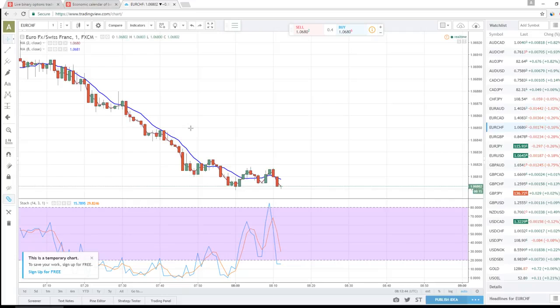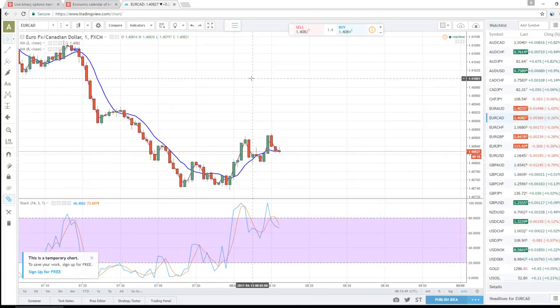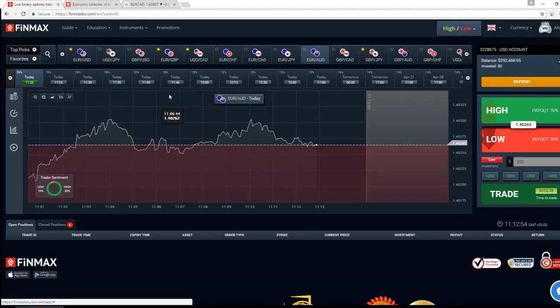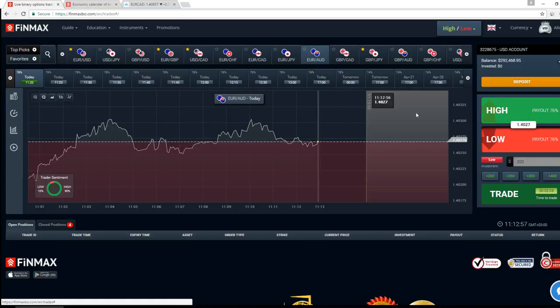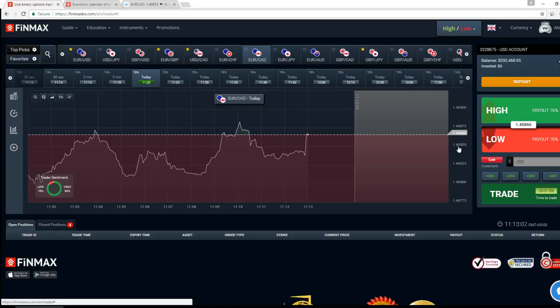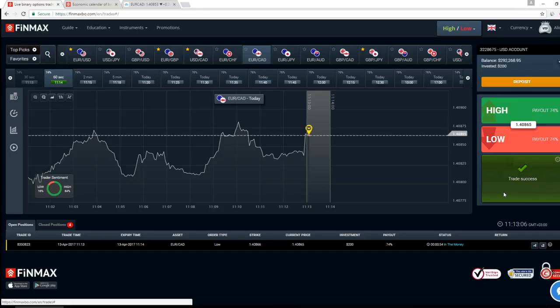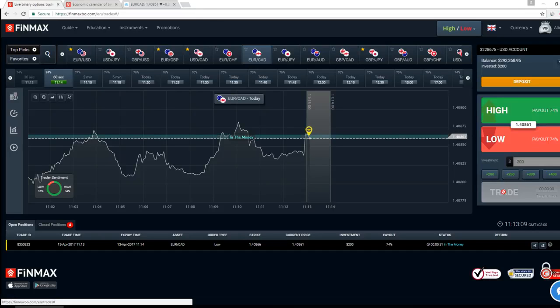Euro to Swiss franc, I believe it's a bit late. Let's see to Canadian. Well, also interesting. Let's see if we have the expiry time. Euro to Canadian dollar. I'm considering opening the trade for 1 minute for low. Okay, it's available, so that's nice. And cross out the trade that we had on Australian dollar to Swiss franc.